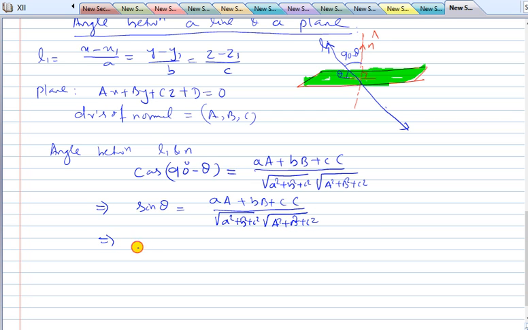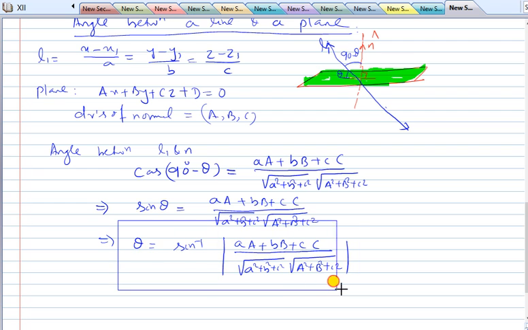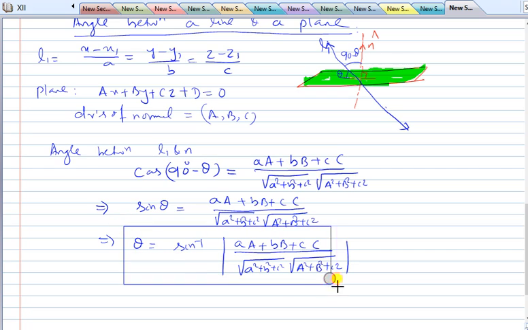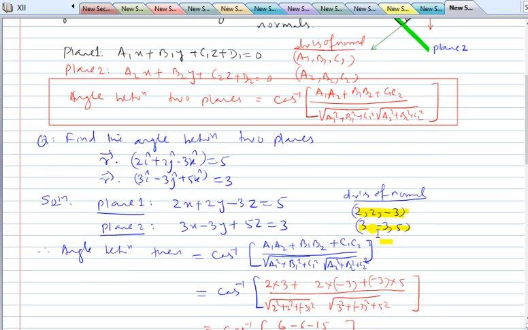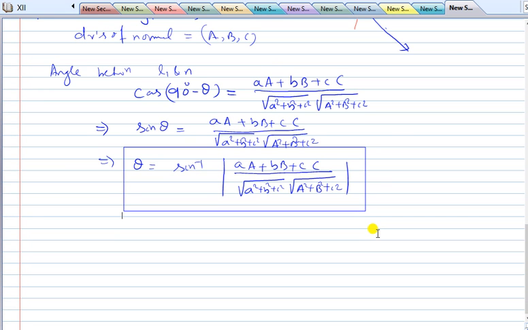So using this formula I can easily find theta equals sin inverse of aA plus bB plus cC whole divided by square root of a square plus b square plus c square into square root of A square plus B square plus C square. So this is the formula for the angle between a line and a plane. It is just similar to the angle between two planes, but here you use sin inverse, and in the above formula you use cos inverse. So whenever a question asks for the angle between two planes, you use cos inverse. For the angle between a line and a plane, you use sin inverse.